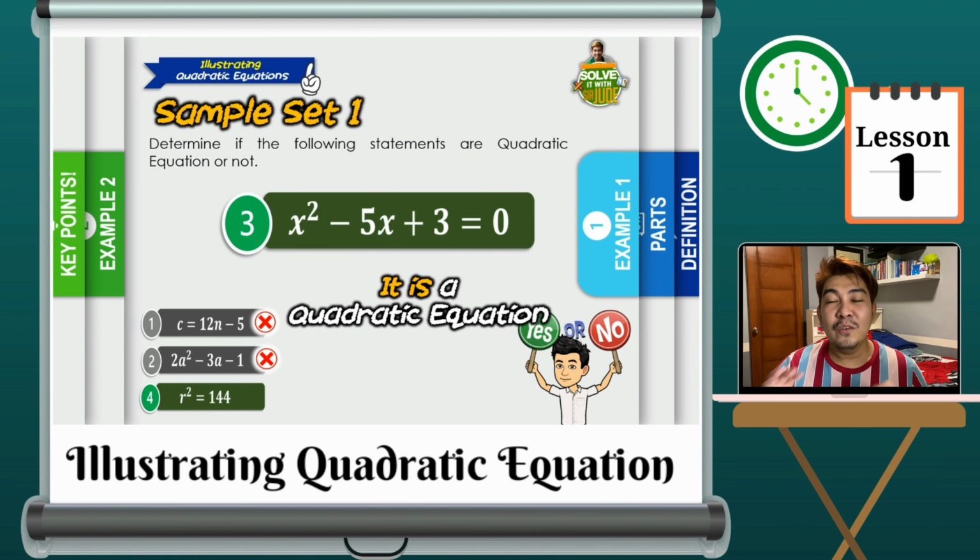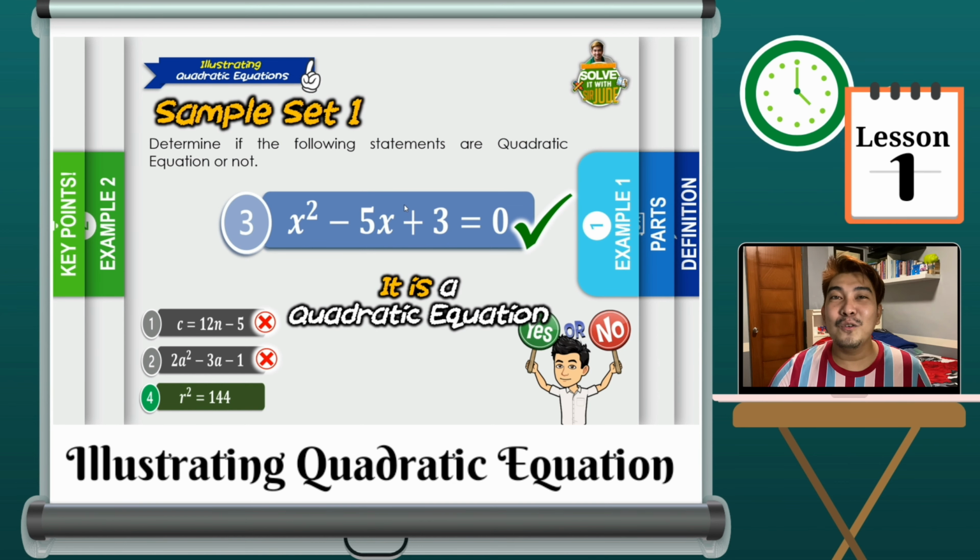And the value of a here ay yung katabi ni x squared. Sir, wala naman pong katabi si x squared dito. So it is automatic na pagka walang katabi, 1 yan. So therefore, the value of a here is 1. Next, what is the value of b? Si b ay matatagpuan katabi ni x or nasa linear term. So therefore, the value of b here is negative 5. And then for c, that is the constant. So kung mapapansin natin, nakuha agad natin si a, b, and c dahil yung quadratic equation natin ay written in standard form. So, it is a quadratic equation.